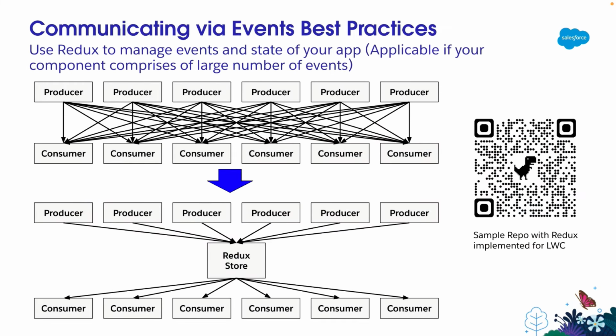Now this is a more complex scenario. So if you have a large number of components which have a large number of producers and consumers, you might end up in a very complex state of events. Usually these types of applications are difficult to manage in terms of state changes. Now a solution for that is to use a Redux store. Redux is a state management library. As you can see, it simplifies state management.